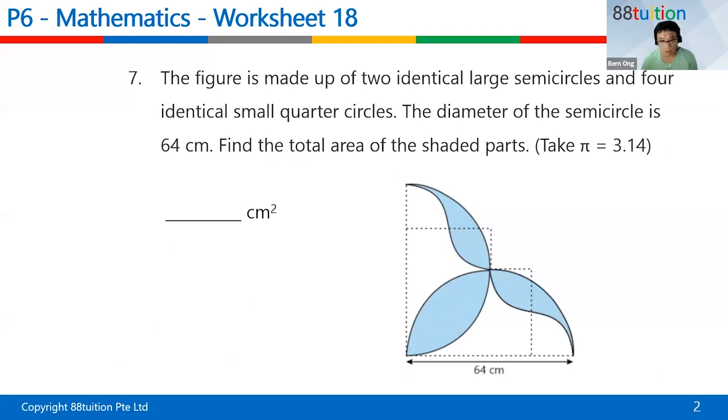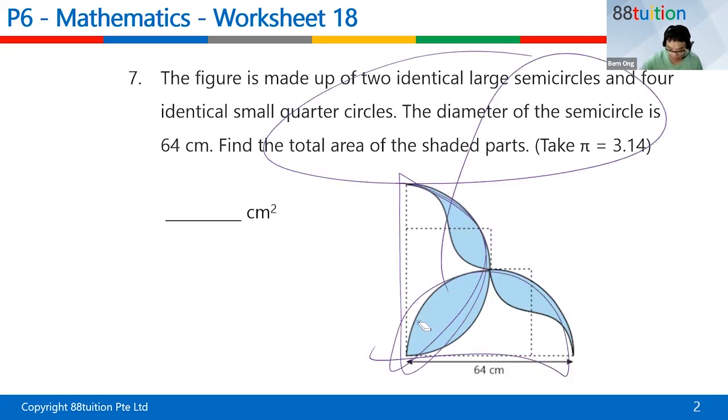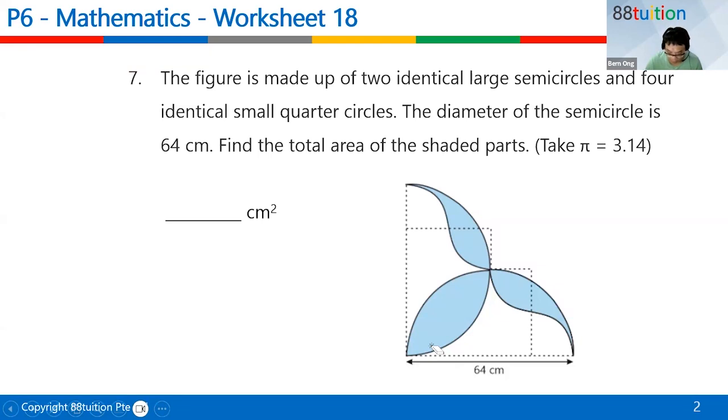So the figure is made up of 2 identical large semicircles and 4 identical small quadrant circles. 2 identical large semicircles: 1, 2. Always read the paragraph, look at the diagram. And 4 identical quadrant circles: 1, 2, 3, 4. Go and find. Okay? The diameter of the semicircle is 64. Find the total area of the shaded part.